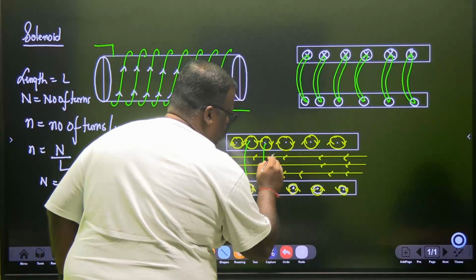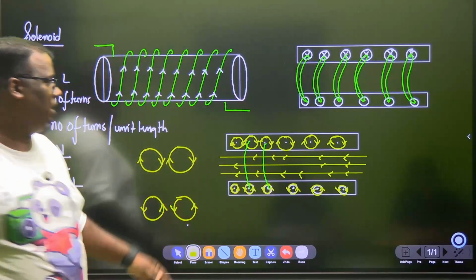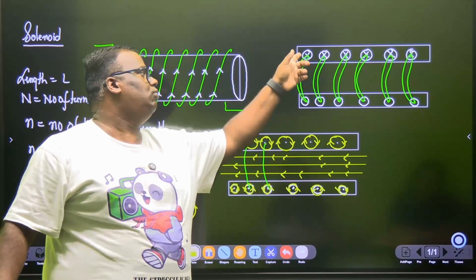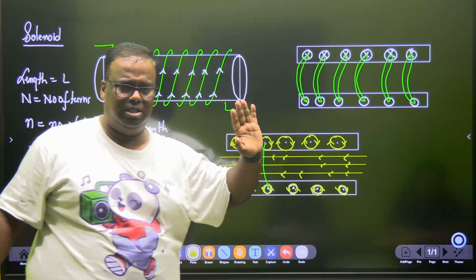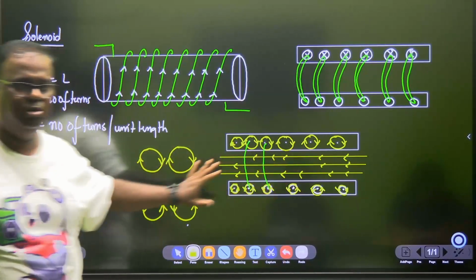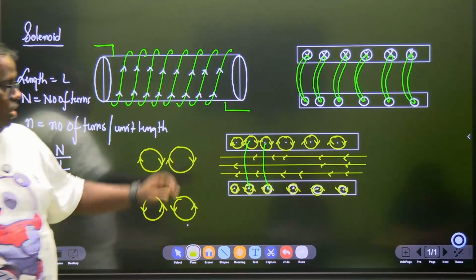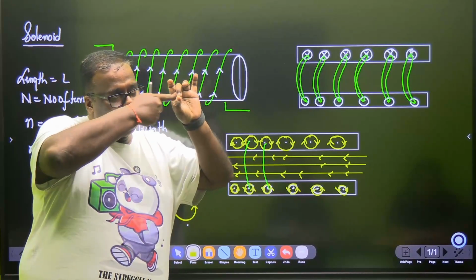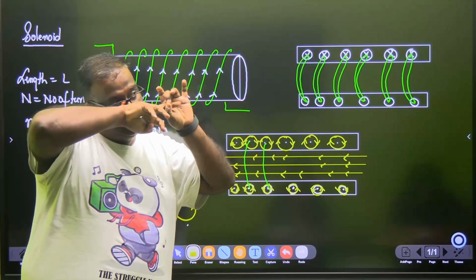Are you able to understand? In your book, the magnetic field might be on this side because in their case, current must be coming out from this side and going in from that side. That's just a convention. So our diagram has come on this side. So all the wires are contributing magnetic field only on the inside of the solenoid.